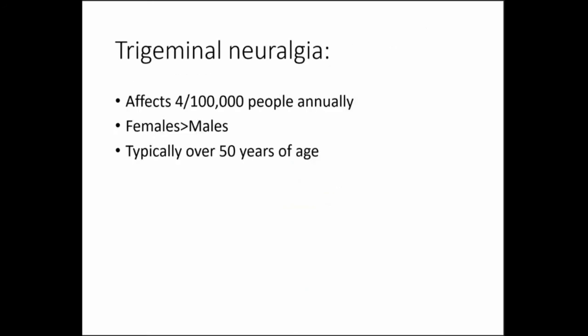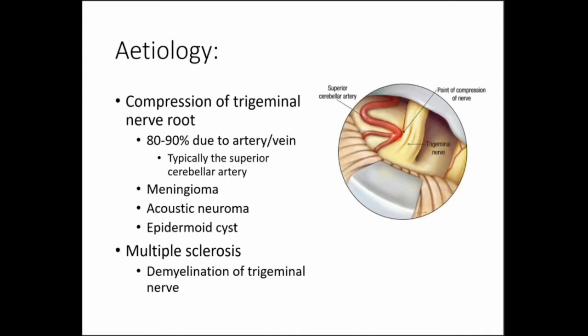So moving on to trigeminal neuralgia, otherwise known as tic douloureux. It affects about 100,000 people per year, more common in women, and is typically in people over the age of 50. So trigeminal neuralgia in a young patient should be seen as somewhat suspicious, in particular for multiple sclerosis.